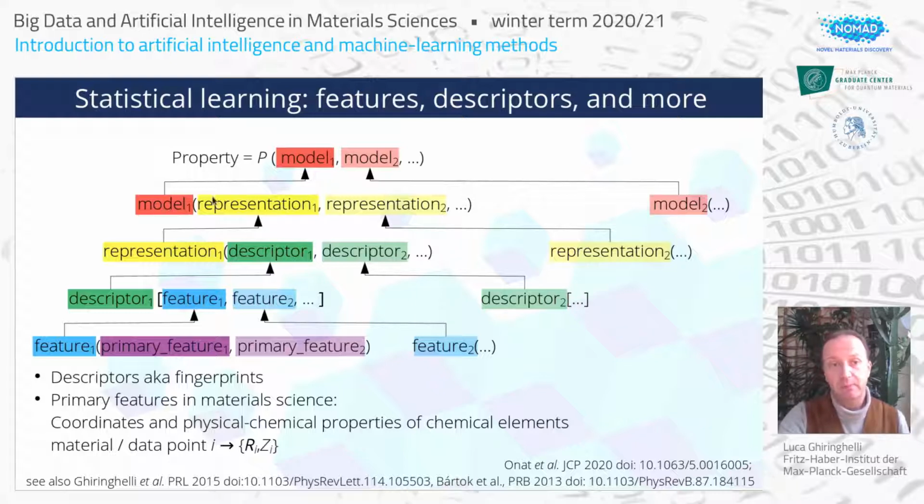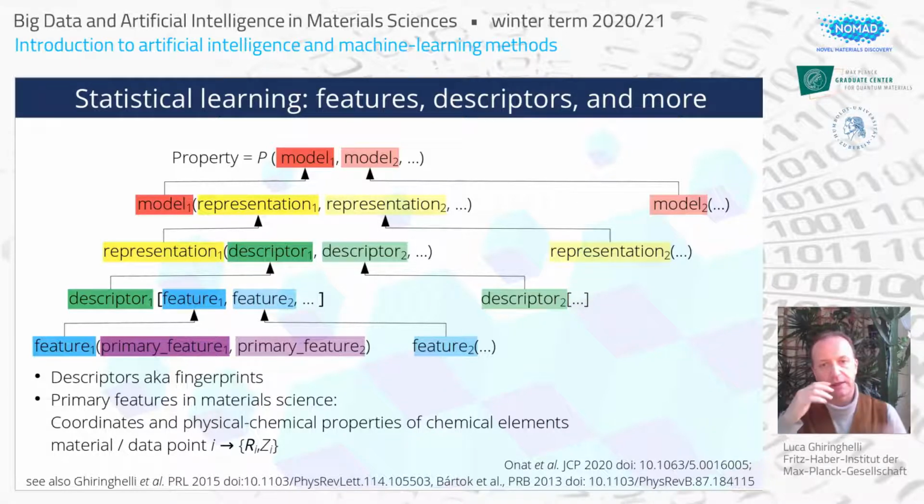And this builds a model, and you also have the possibility that several models contribute to describe the property. It is the case of the so-called ensemble of models. You will see an example in Daniel Speckhard's lecture in the near future.